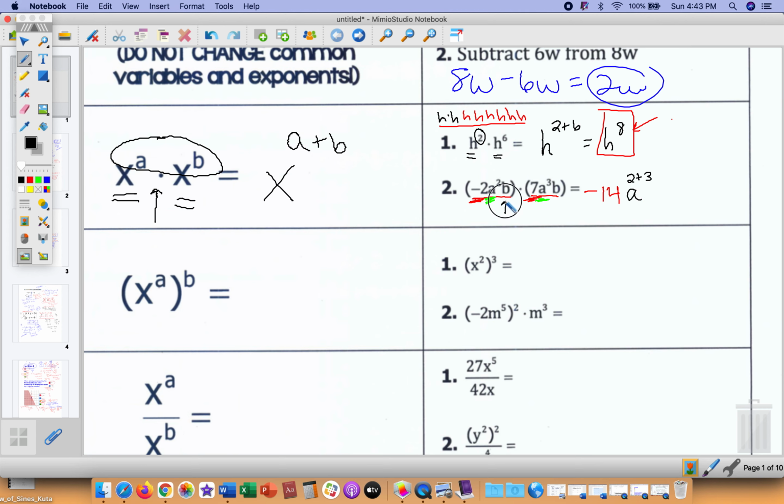And then we see same base b. Now be careful, the exponent is 1, right? I have 1b, b to the first. So then we're going to write base b, and it's to the power 1 plus 1. So our final answer will be negative 14, a to the 5th, 2 plus 3, and b to the 2nd. That's our answer.